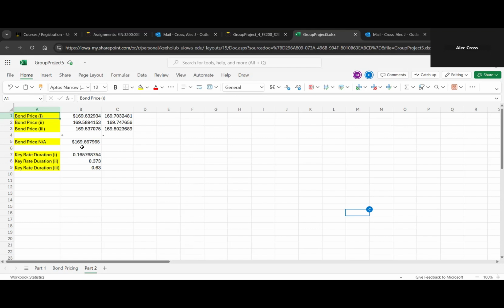And then key rate duration 1 is 0.1657. Key rate duration for 2 is 0.373. Key rate duration for the third one. And these were the equations we used up here, as you can see. And that's how we got the answers for part two.